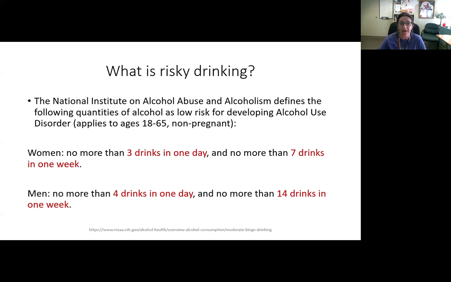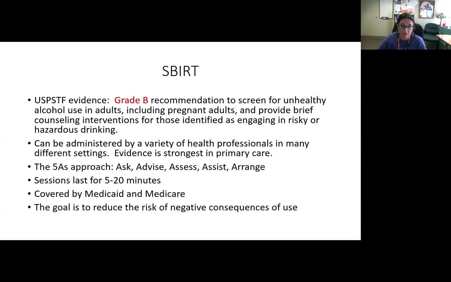And so importantly, the reason for both the weekly and the daily amount, right, is if someone has 3 drinks in a day, okay, but if they have 2 drinks 5 days out of the week, that for a woman would be more than the total recommended amount, and should raise the level of concern.